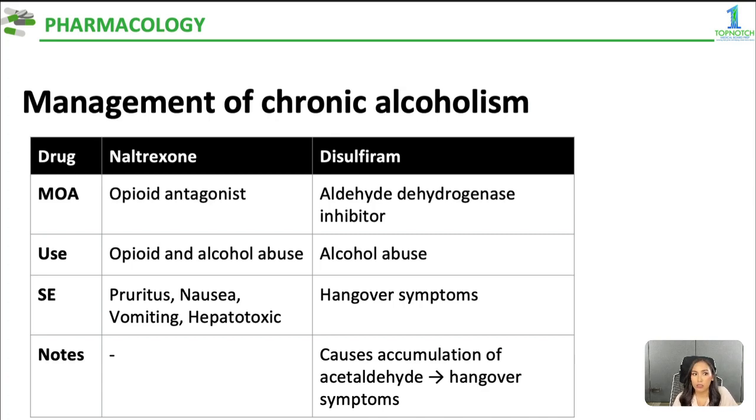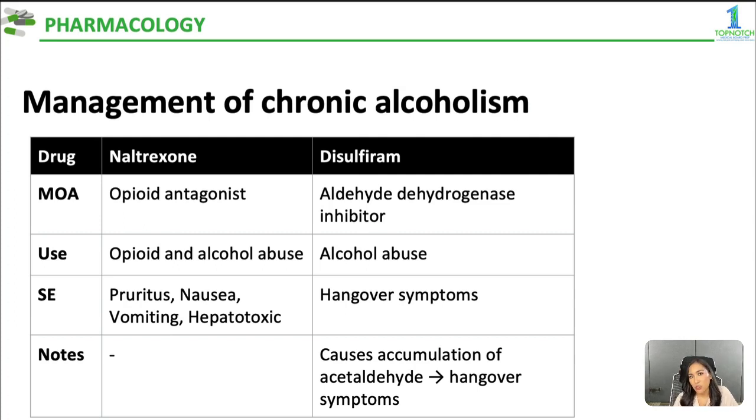Let's look at naltrexone. It's an opioid antagonist used for opioid and alcohol abuse, but side effects include pruritus, nausea, vomiting, and it's also hepatotoxic. On the other hand, disulfiram is an aldehyde dehydrogenase inhibitor used in alcohol abuse. Its side effects are hangover symptoms.